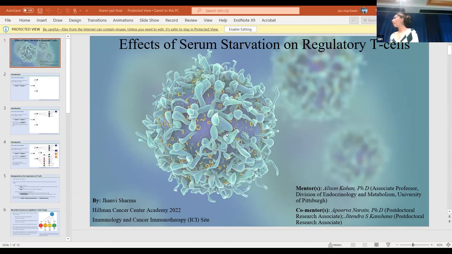I think we did do that, but it just depends, because if there's serum starvation, it led to more FOXP3 expression in serum starvation. So since we starve them to get more IL-10, I would think we would add more serum to lessen the IL-10. Maybe, yeah. Thank you.